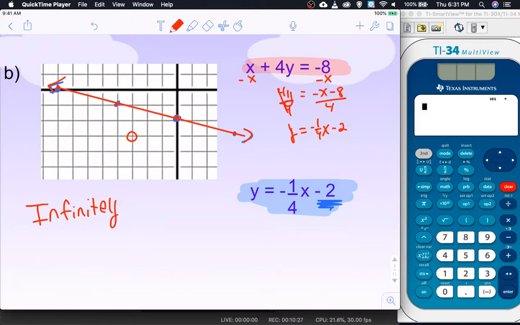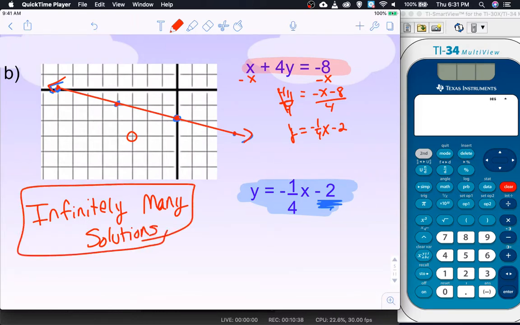Infinite, ooh, I missed my ly. Looks like just a y. Infinitely many solutions. So I can't even just say what the solution is because there's too many of them. These lines are overlapping.